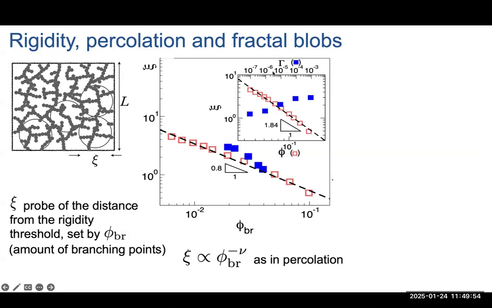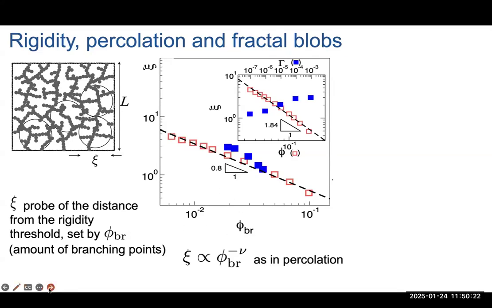or of the amount of particles, changes in different ways. But when I plot this for all the networks just as a function of the amount of branching points, then I can see that this follows a unique scaling behavior, and it has a power law dependence that is very similar to what you would see in random percolation, but this is a rigidity percolation type of phenomenon.